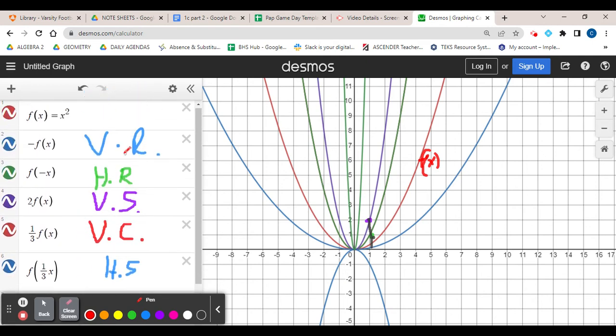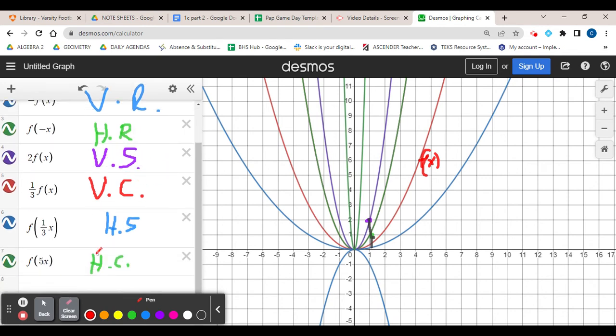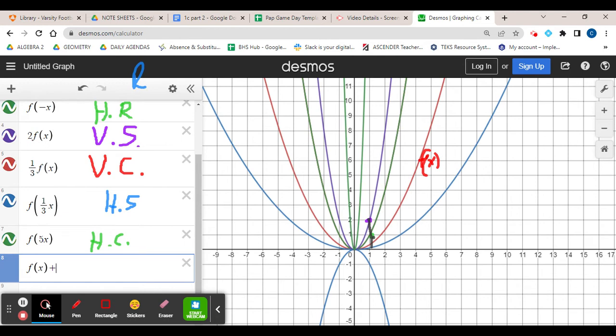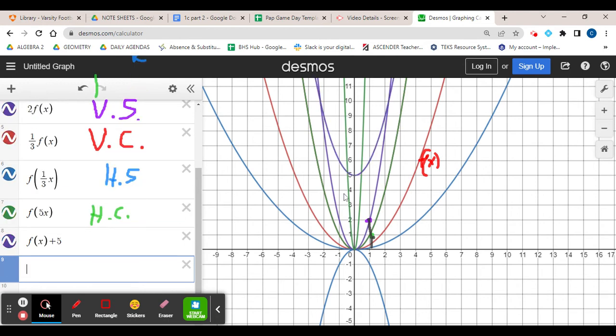So we have vertical reflection, horizontal reflection, vertical stretch, vertical compression, horizontal stretch, horizontal compression. Now let's talk about some translations real quick. So now let's say we translate our red one up 5. Really that's going to give us f of x plus 5. Can't even see where that one went.